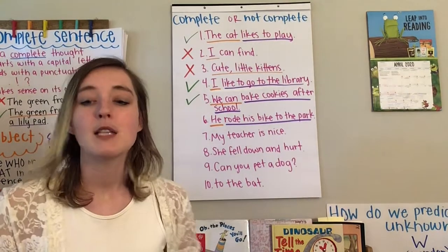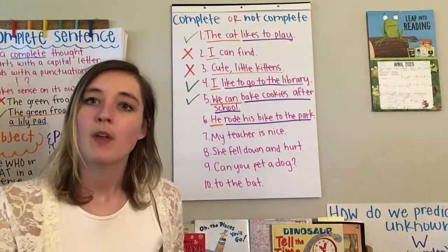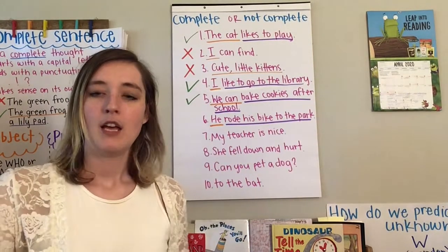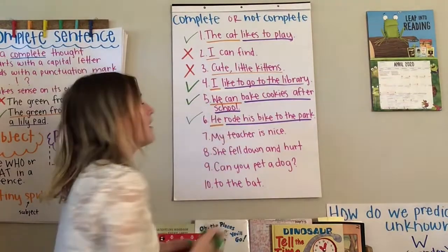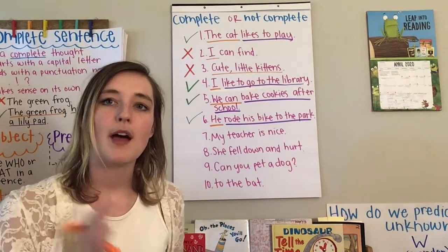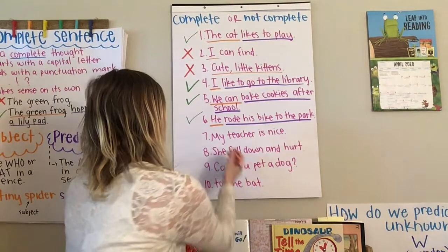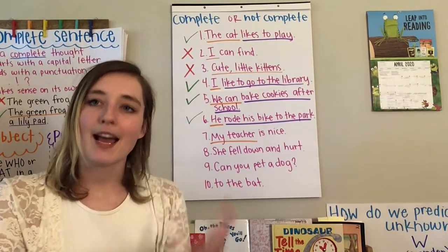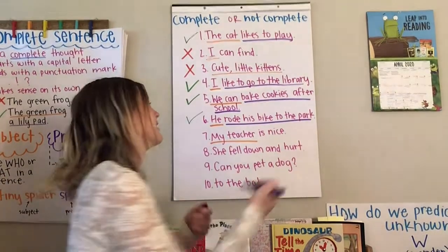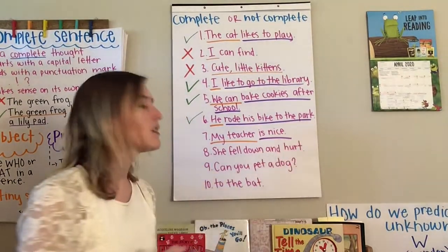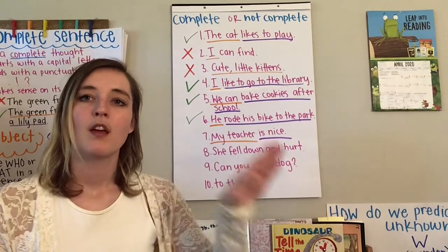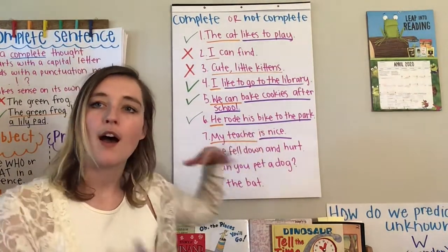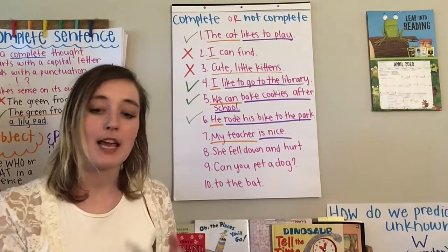Number 7 says, my teacher is nice. Number 6 is a sentence. Okay, number 7, my teacher is nice. My teacher is the subject, and the action for this sentence is nice, the predicate. So it is a verb of how that teacher is. So this is a sentence.